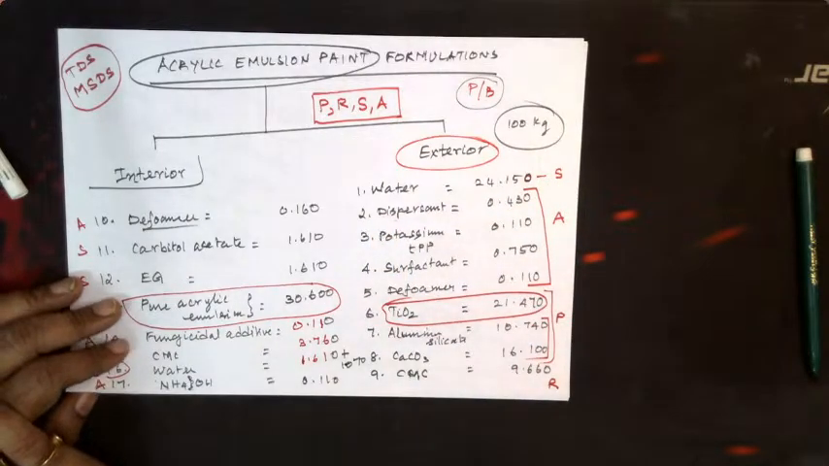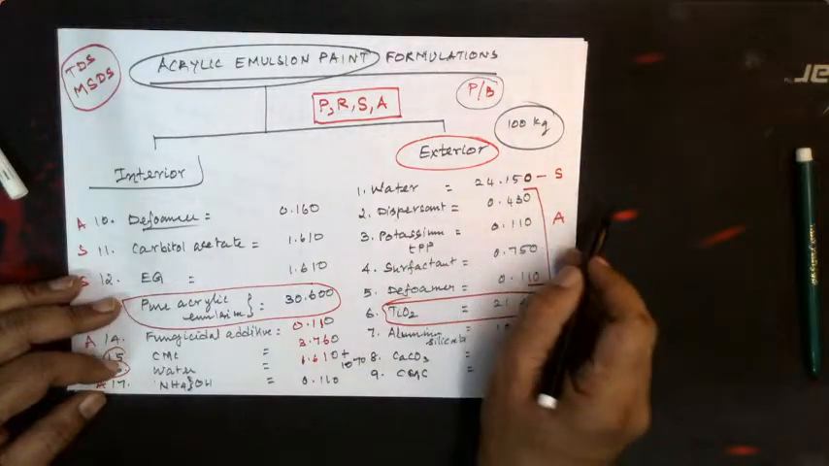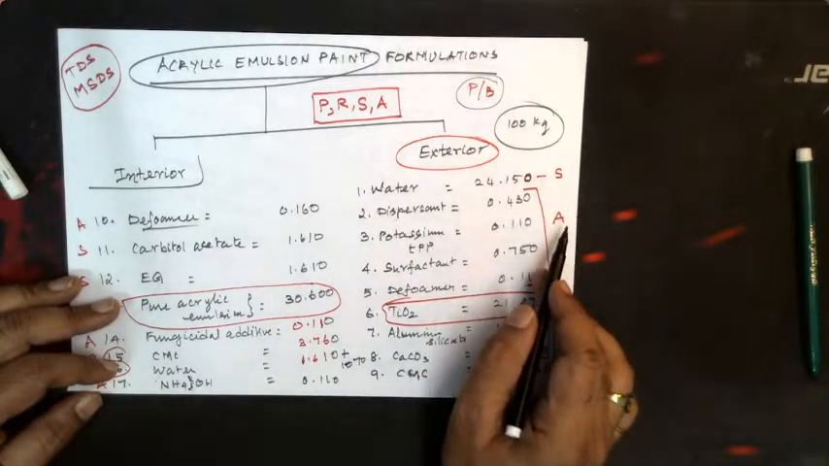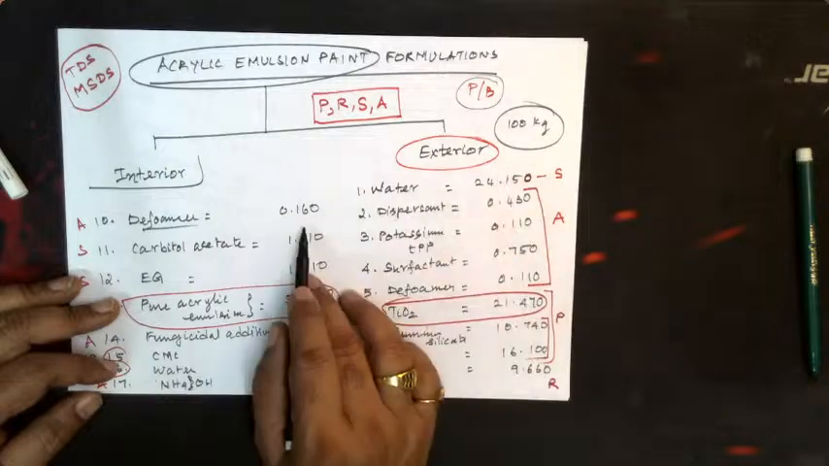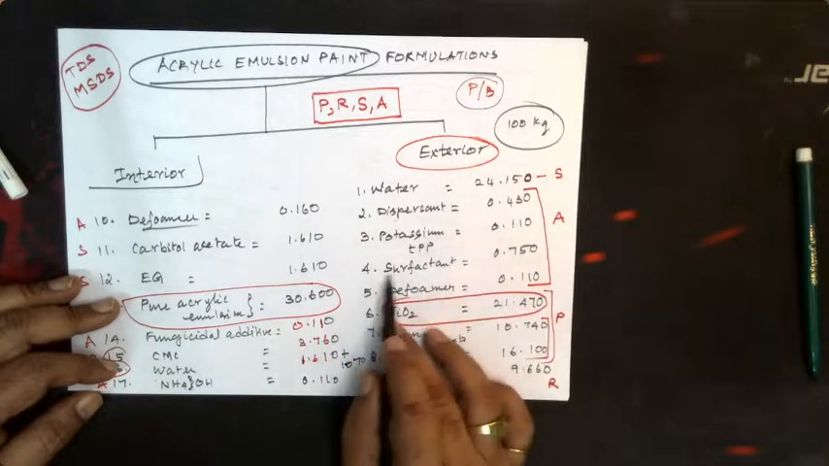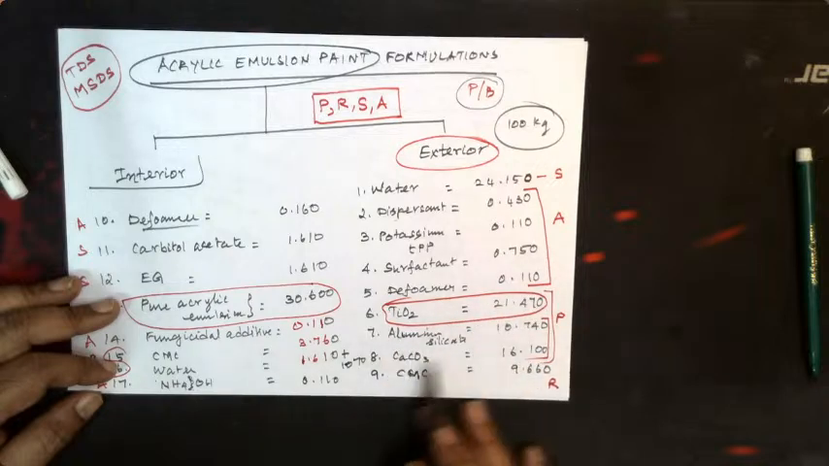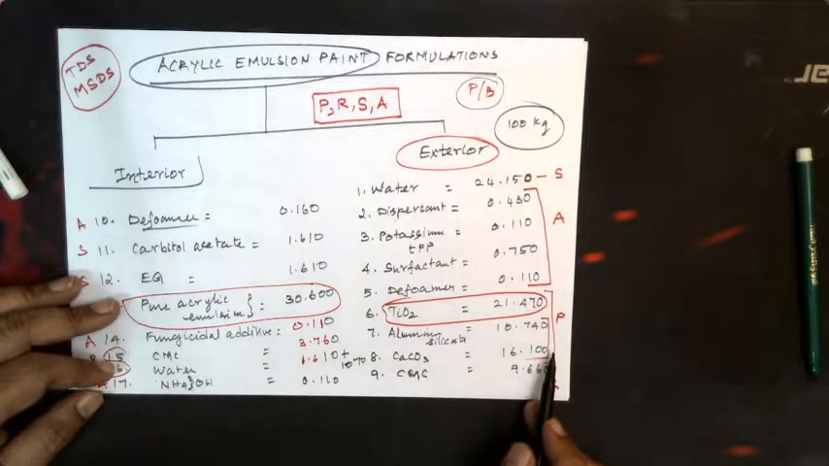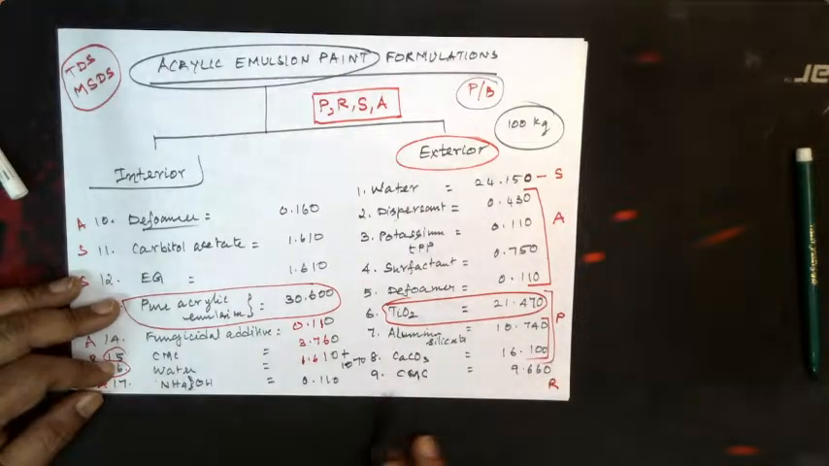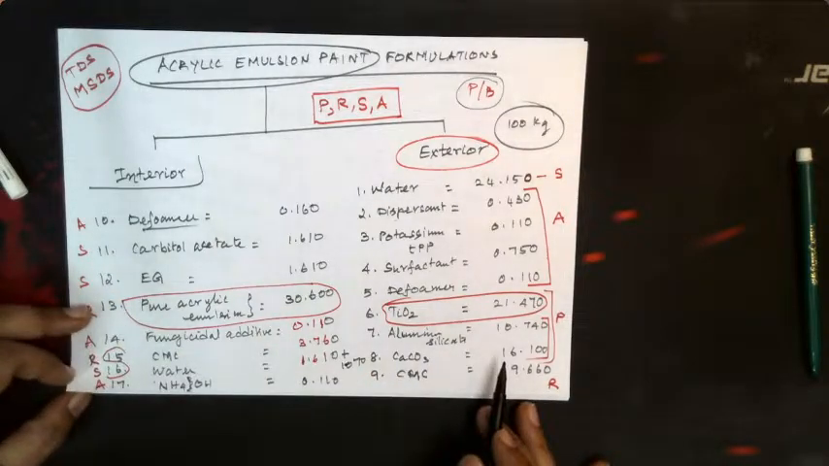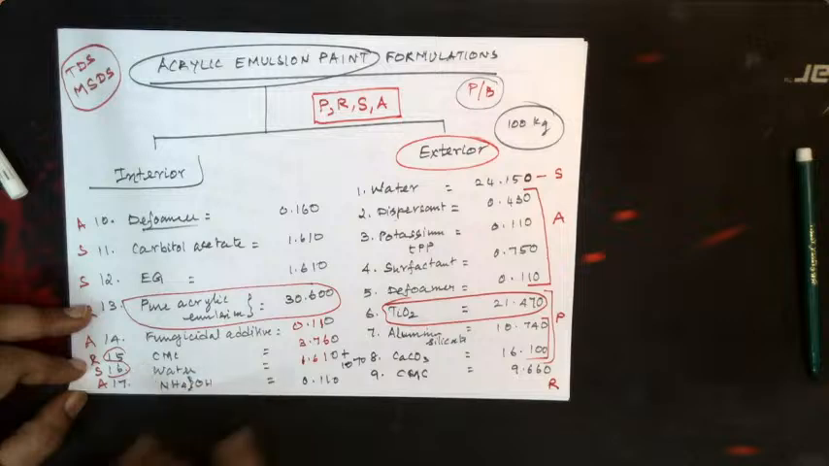Right. So I have identified the pigment, resin, solvent, additive. For example, water is a solvent, and dispersant, potassium TPP, surfactant, defoamer, these are all additives. Then titanium dioxide, aluminum silicate, carbon, these are all pigments and fillers or extenders. Then carboxymethyl cellulose, pure acrylic emulsion, these are all the resinous part. And the CMC is also a resinous part, it's a thickening agent.